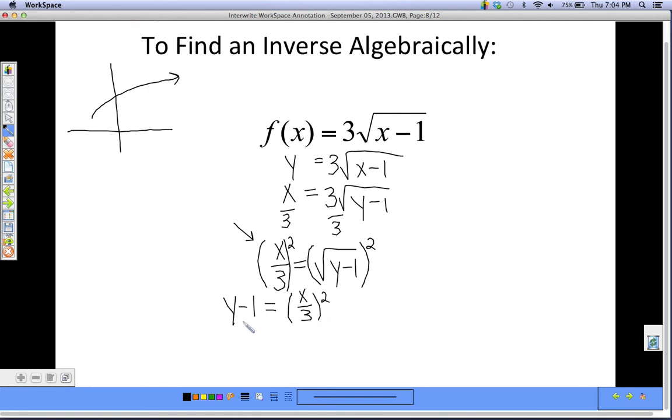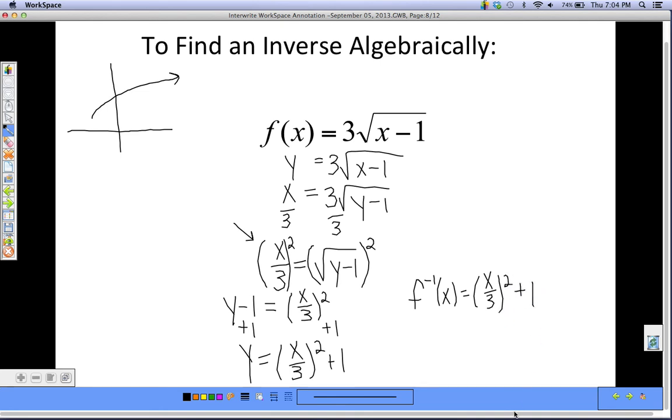So now to get y by itself, we add 1. And remember, it can't go in the parentheses, so we have y equals (x over 3) squared plus 1. Well, we've done all the work, so now we go ahead and put f inverse of x equals (x over 3) squared plus 1. And once again, on your own, you can verify that these are, in fact, inverses by composing them together.